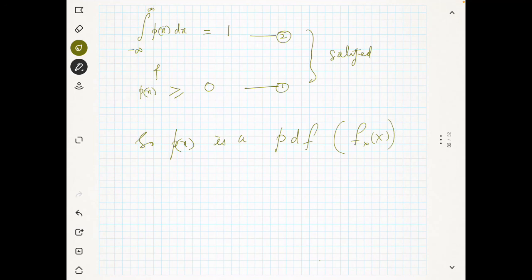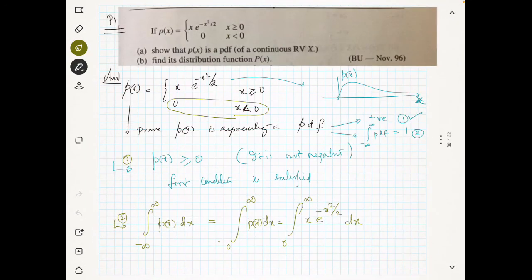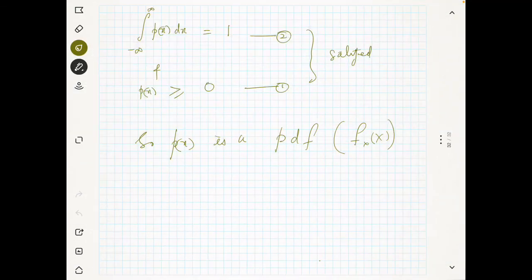Okay, now we will see, this is the first part of that question. I think only this part is there. We have to first show that p of x is a PDF. Now find its distribution function. So we have to find its distribution function. What is this distribution function? To find the distribution, I told you distribution means p of x is nothing but the fx of x here.